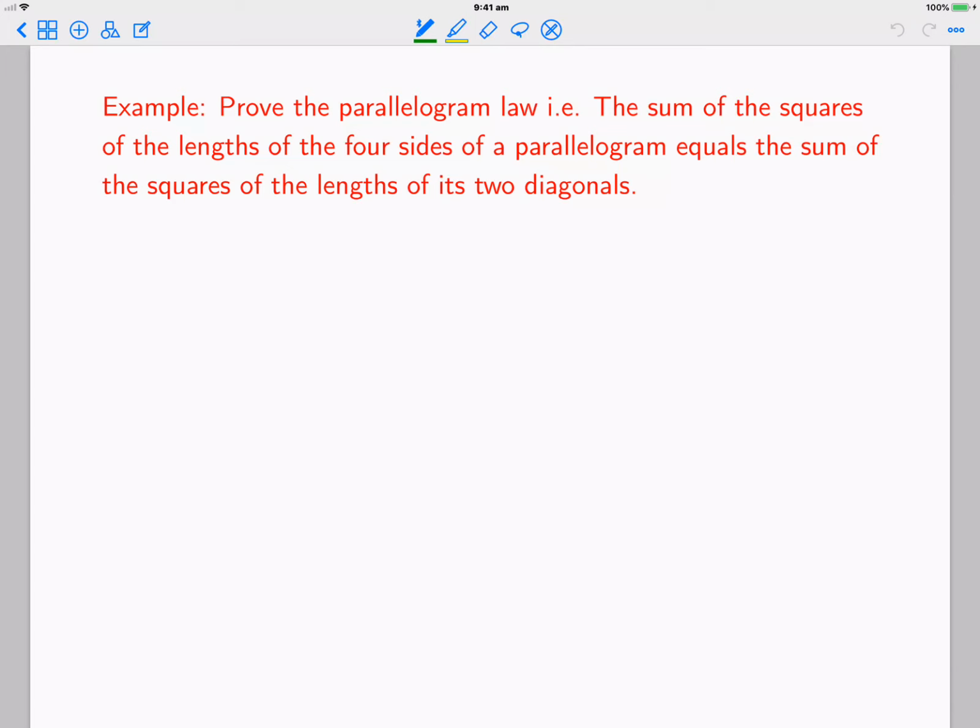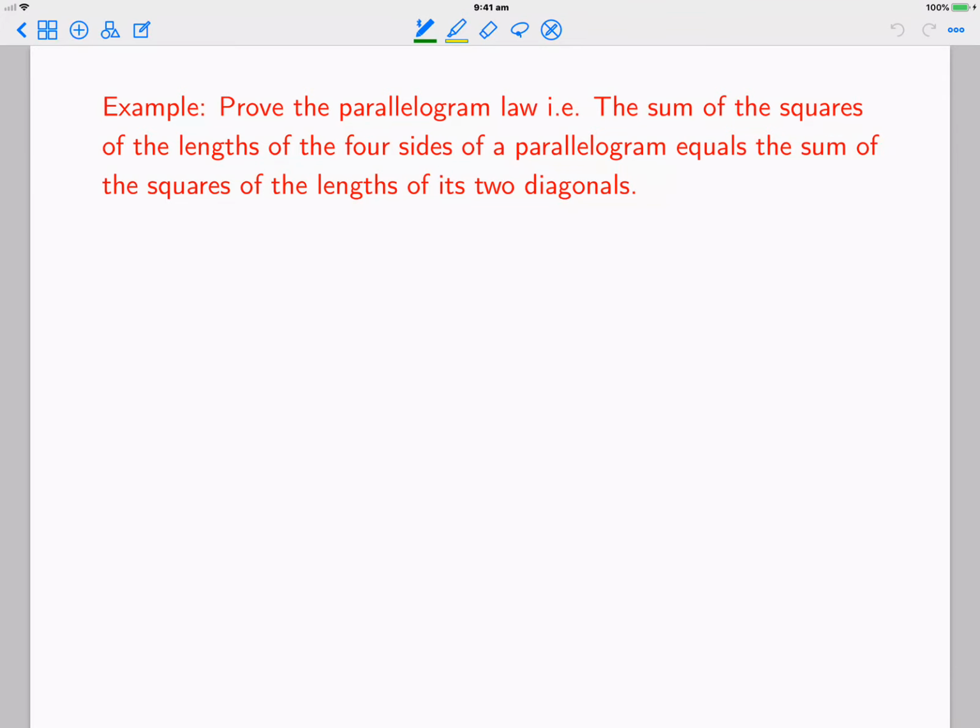So what I want to do is use complex numbers to prove the parallelogram law, which at first glance has nothing to do with complex numbers. It's just one of the features of parallelograms. What we know about parallelograms is that if you take the sides and square their lengths and add them up, this is the same as adding the squares of the lengths of its two diagonals. This is called the parallelogram law, and I'm going to show you how to prove it using complex numbers.